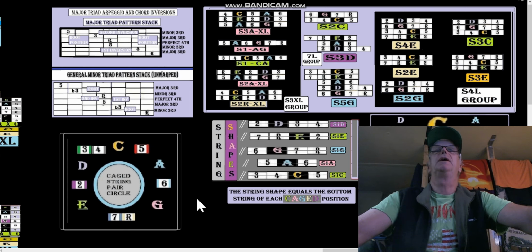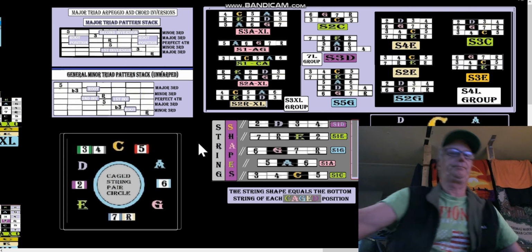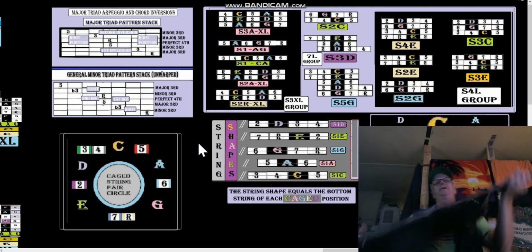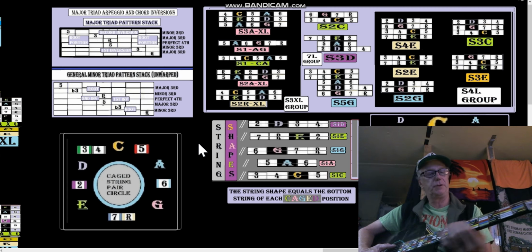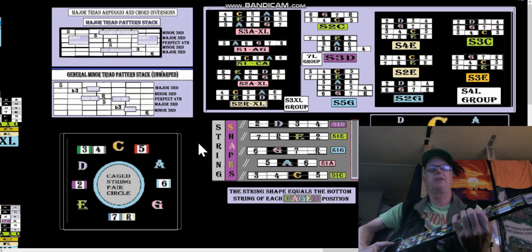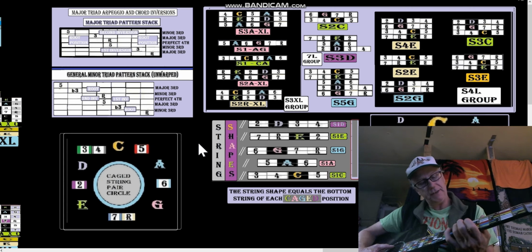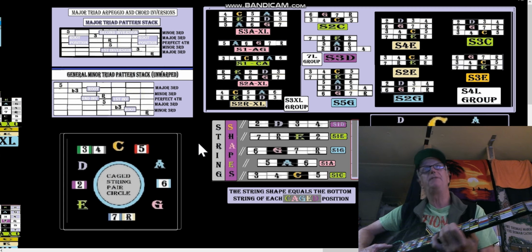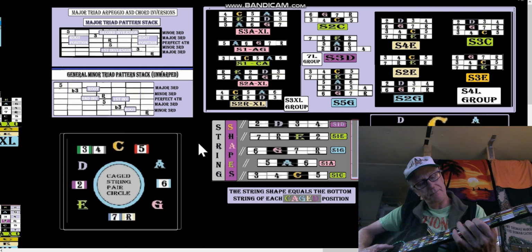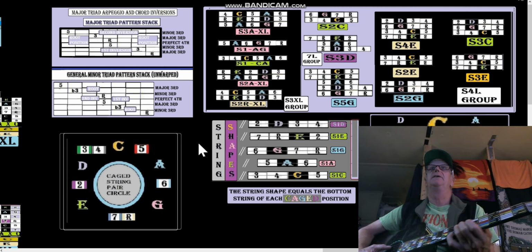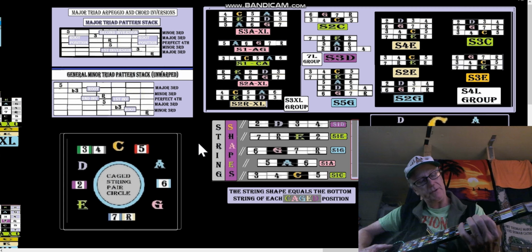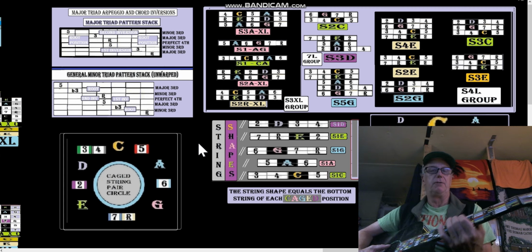I'll get the cursor out of the way. You got the string shapes there. Okay, you want to know your string shapes, because that's what it's all about. The C string shape, 3, 4, 5. The A string shape, 5, 6. The G string shape is 6, 7 root. Now I've gone just one string up from C.